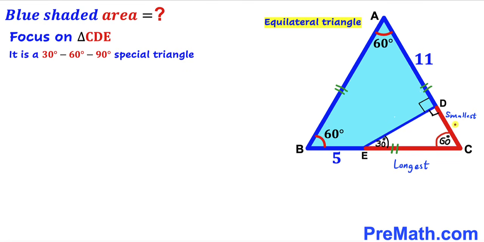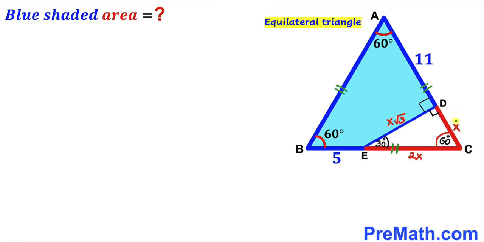If the smallest leg is 1, then the longest side has got to be 2, and the third leg is going to be square root of 3. And in general, if I call this smallest leg x, then this longest side is going to be 2 times x, and the third leg is going to be x times the square root of 3. And now our task is to find the value of x.